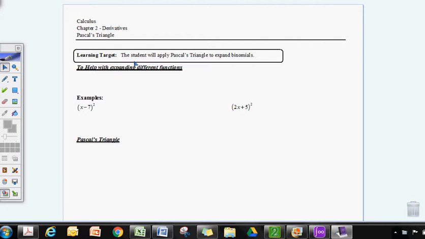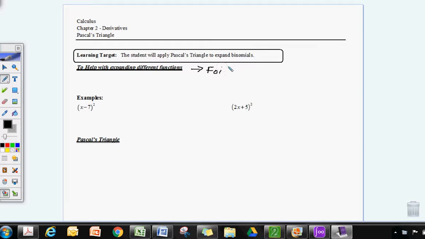Today is Pascal's triangle, just trying to help you learn how to expand things out. I mentioned yesterday that you didn't know how to expand something raised to the third power. So today we're going to learn something called Pascal's triangle, and we are going to talk about different ways of expanding. Basically, that means to FOIL things out.